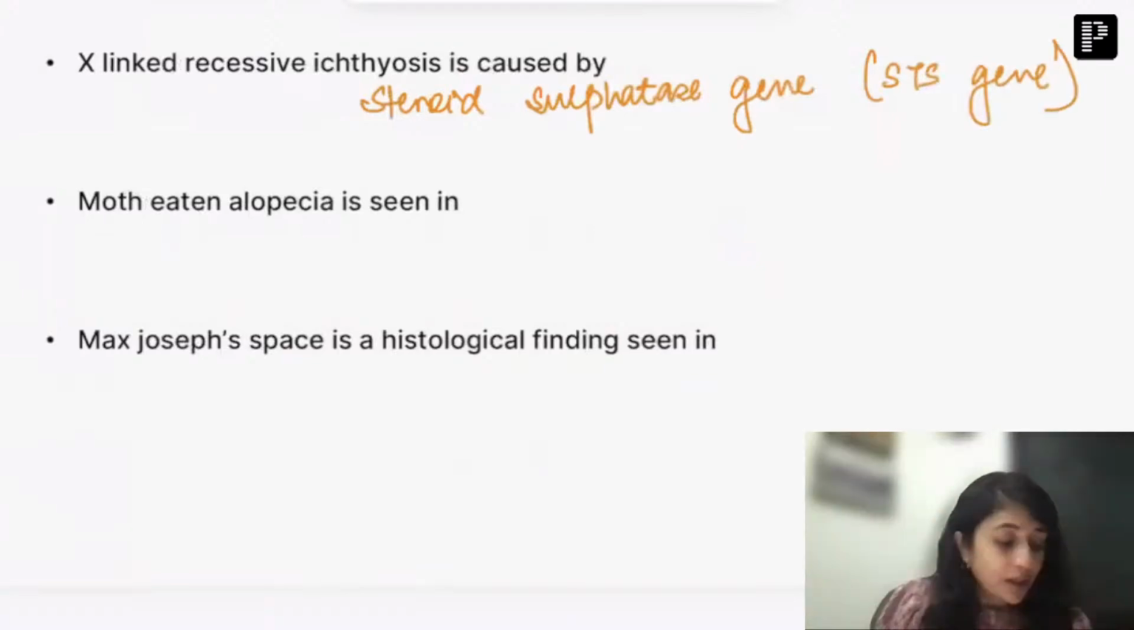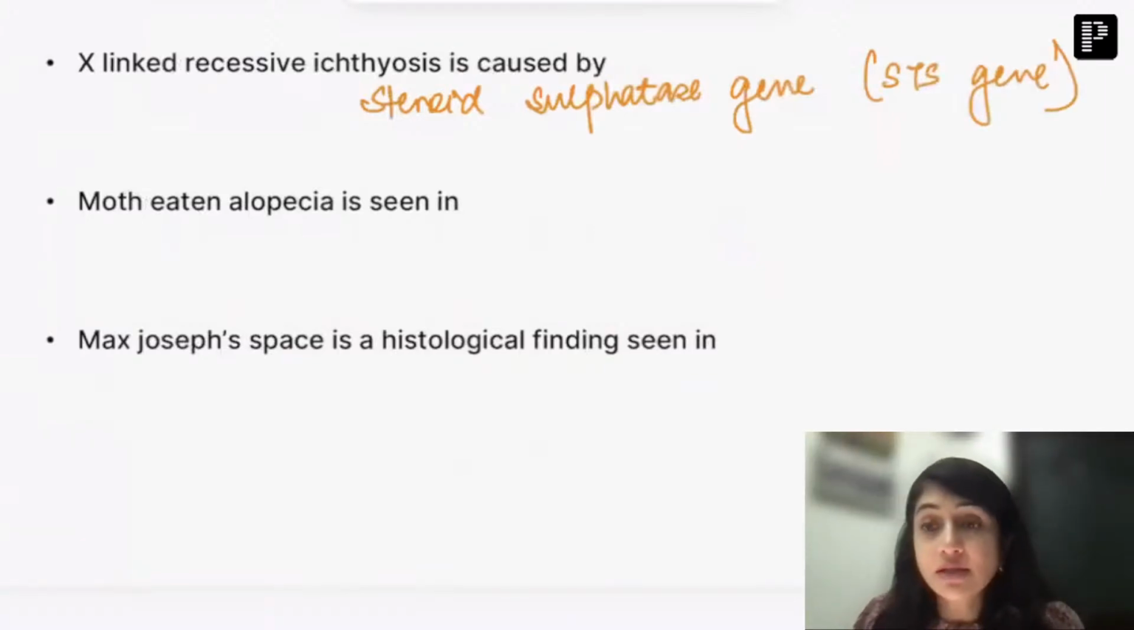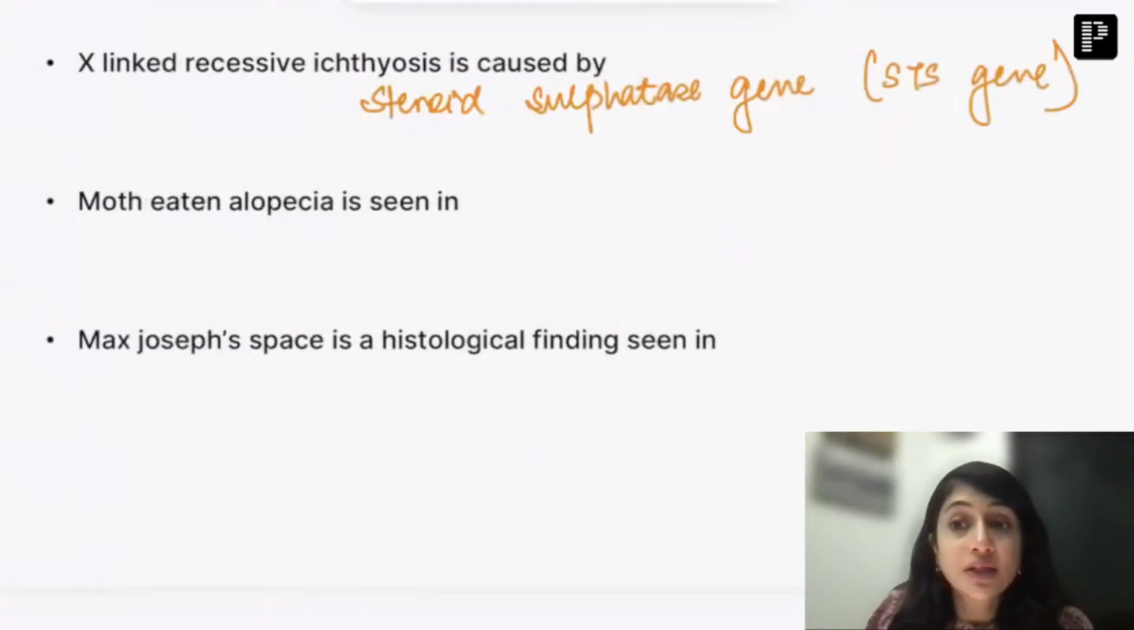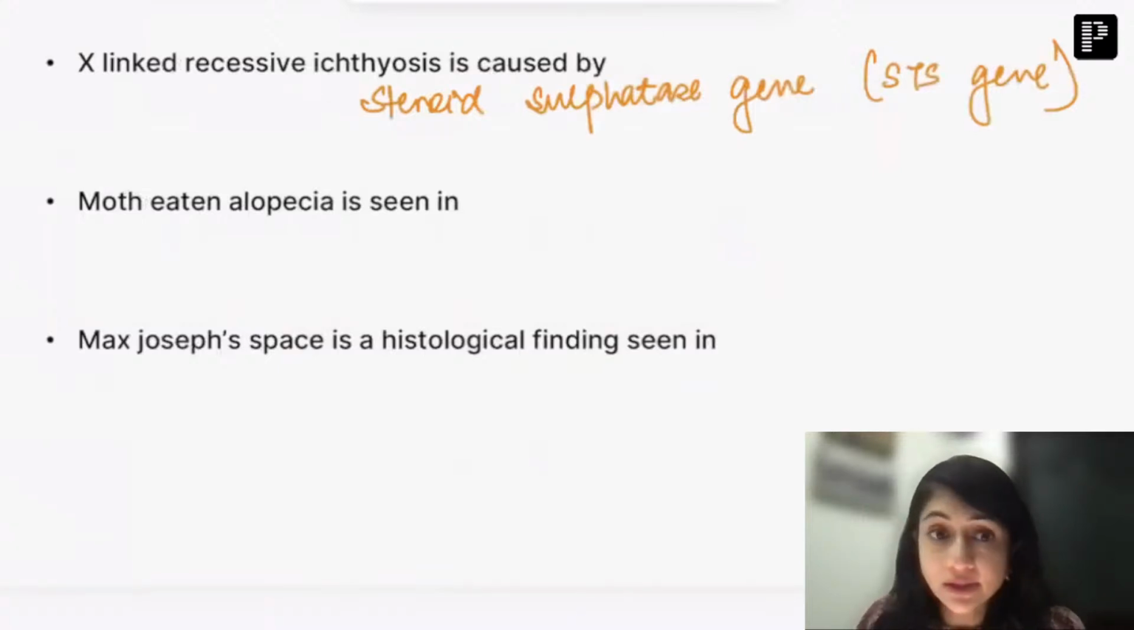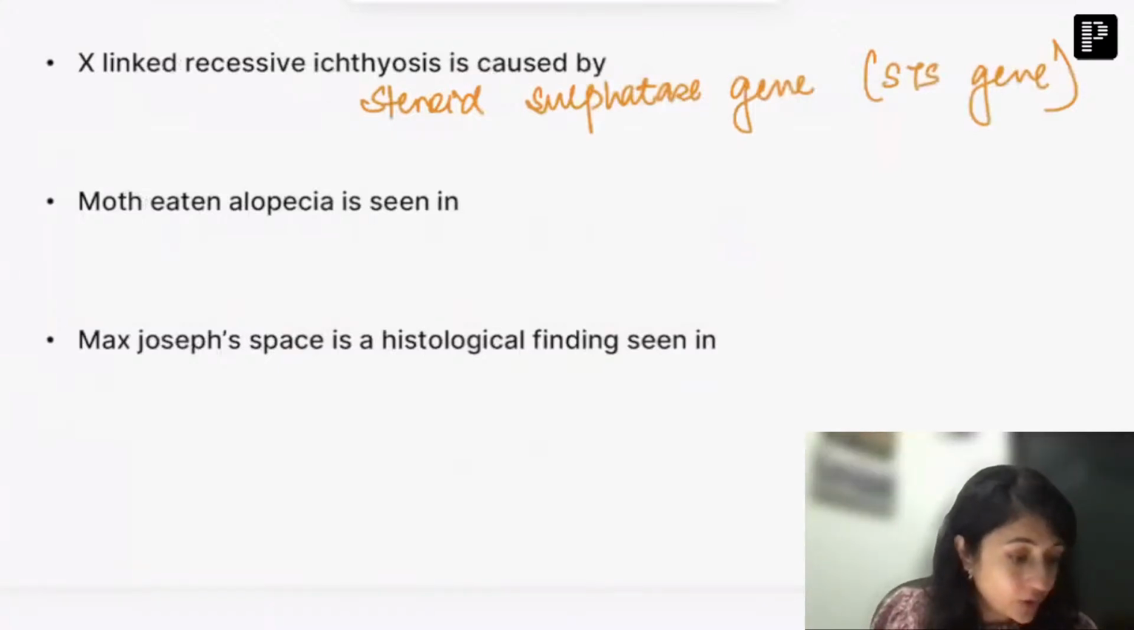In ichthyosis vulgaris, the defect is in filaggrin. In lamellar ichthyosis, the defect is in transglutaminase, and in X-linked recessive ichthyosis, the defect is in the steroid sulfatase gene. Clear? Yes, you're right. So I'll move on to the next question.